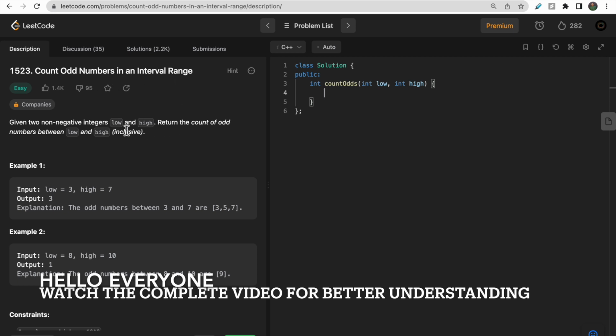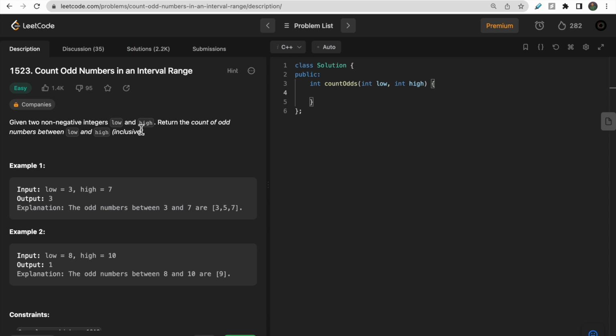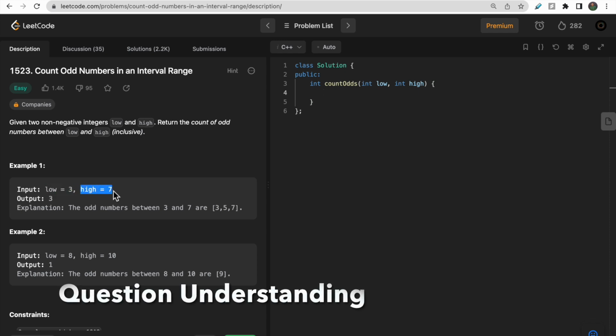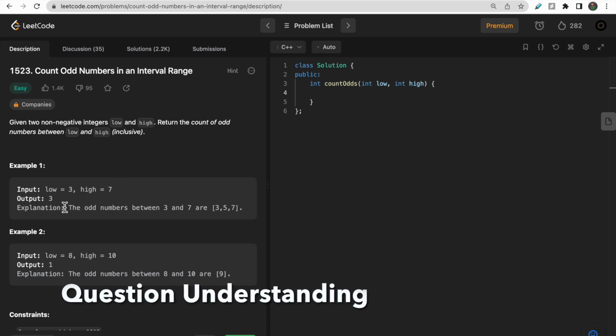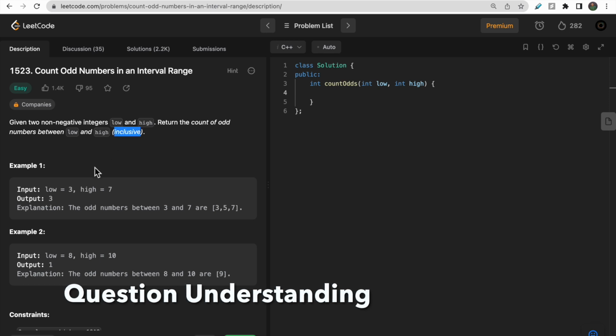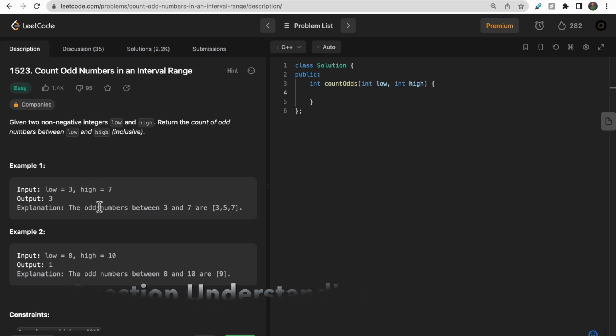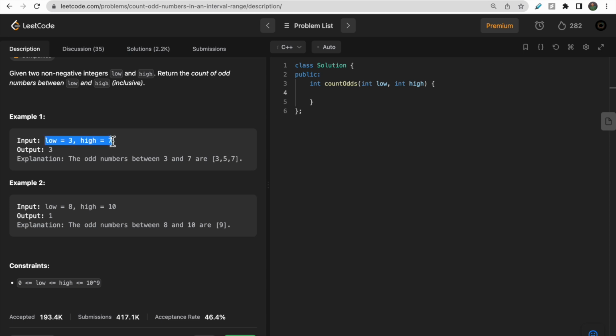So here you are given a range from low to high, meaning you are given two ends of a range, the lower end as well as the higher end, and between this range you need to find how many odd numbers there are, including this low and high value. As you can see here, between 3 and 7 you have 3 odd numbers: 3, 5 and 7. Between 8 and 10 you have only one odd number, 9.